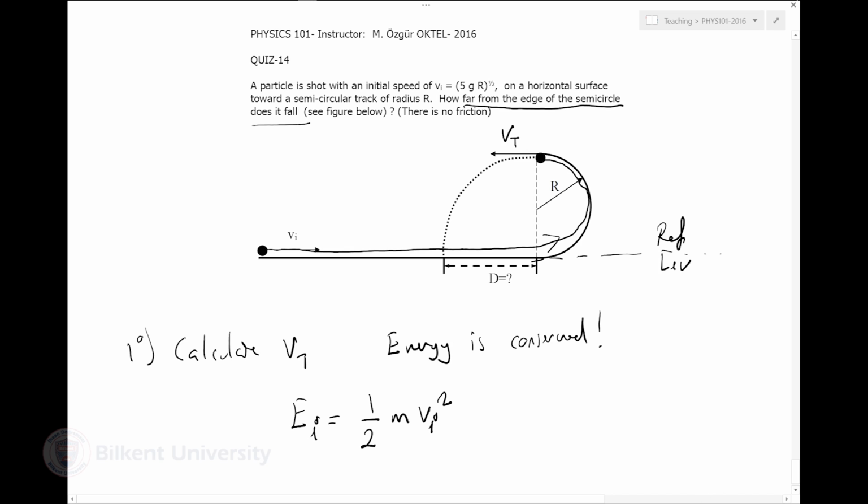How about the final energy? Well, final energy, let's call this E top, energy at the top. Kinetic energy part is 1/2 m v top square. But now I also have potential energy. What's the amount of potential energy? The height from my reference level is 2 times r. So it's going to be m times g times 2r.